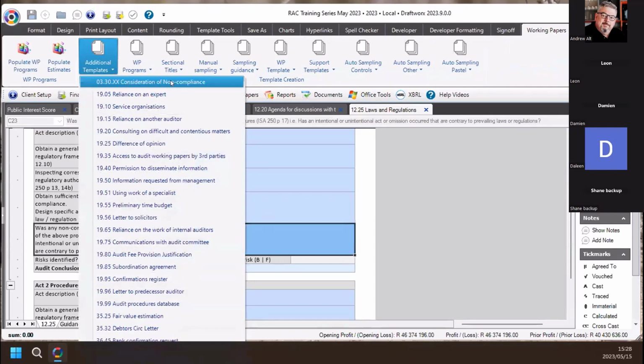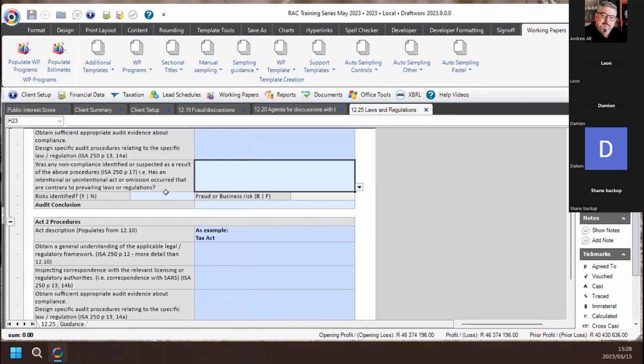0330, considerations of non-compliance. If you identify potential non-compliance, please go and create a working paper with considerations of non-compliance and fill it in. It takes you through the required processes to deal with potential non-compliance. Doesn't necessarily mean your conclusion is there is non-compliance, but it helps you through that process.